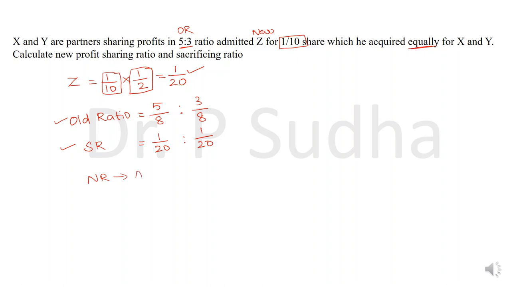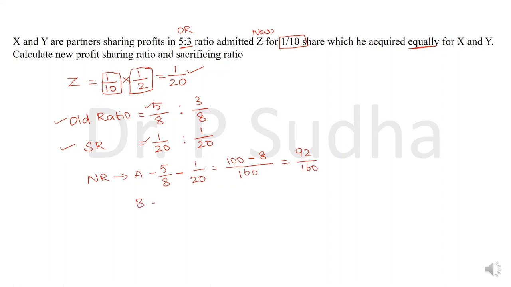For A, it is old ratio minus sacrificing ratio. What is the old ratio? Look here, for A, the old ratio is 5 by 8. What is the sacrificing ratio for A? It is 1 by 20. Okay, now we are cross multiplying. 20 into 5, we will get 100, minus 8 into 1, so 8. 8 into 20, we will get 160. So 100 minus 8, we will get 92 divided by 160.